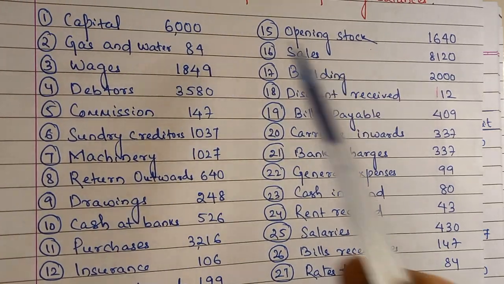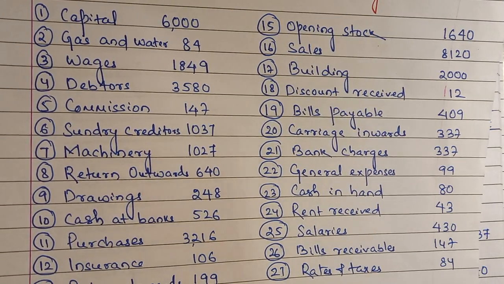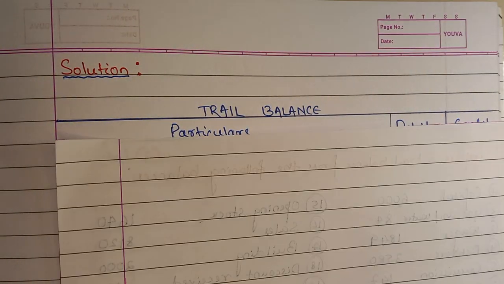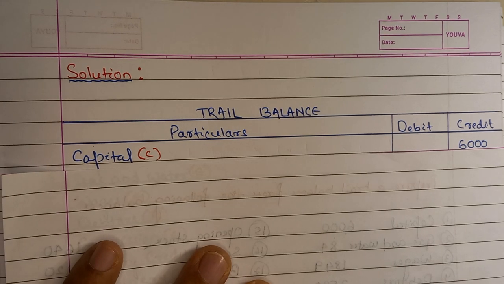Okay, so now let's take all of this and check how I reflect it in the trial balance. I'll explain the logic as well. I have already prepared the solution here, and I will be showing you one by one so that you can focus on that.